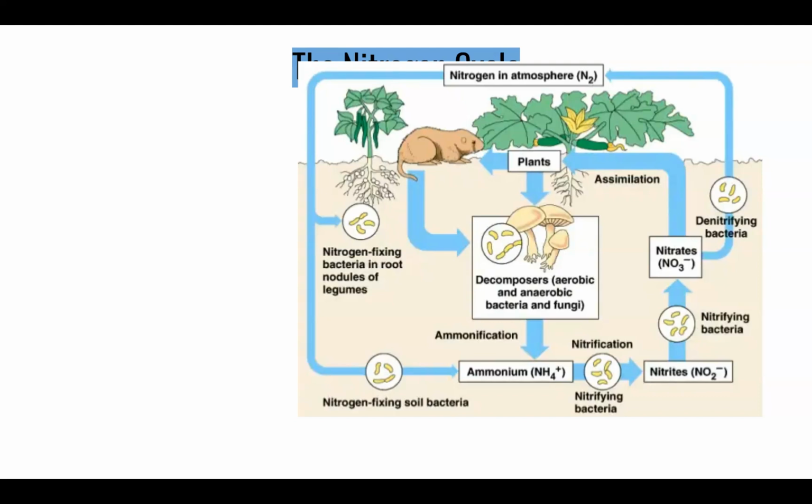Then our plants will take it up, use it. Our little gopher buddy right here, who I think is absolutely adorable, is going to eat the plants. And then, unfortunately, if our little gopher buddy dies, decomposers. So you just really need decomposers. We'll take this process, take the dead material, and turn it into ammonium. So we've got kind of a loop within a loop here.